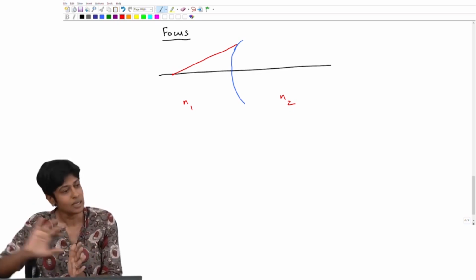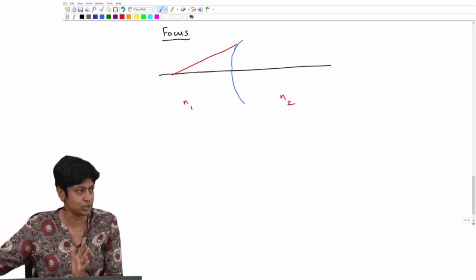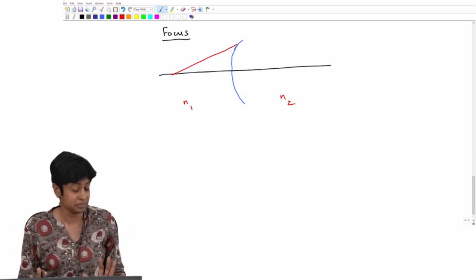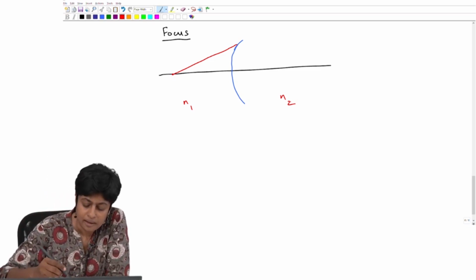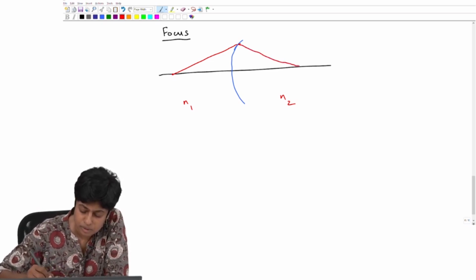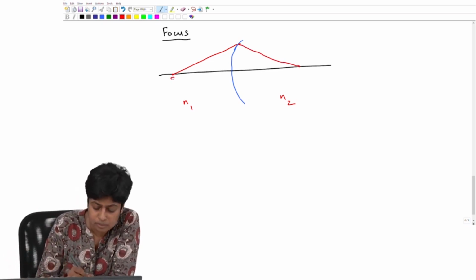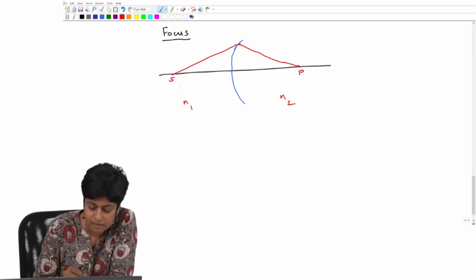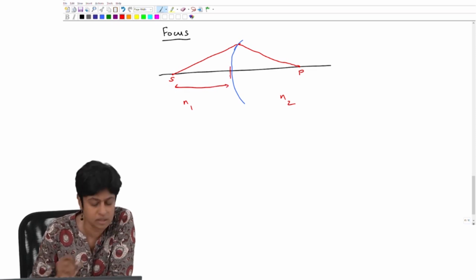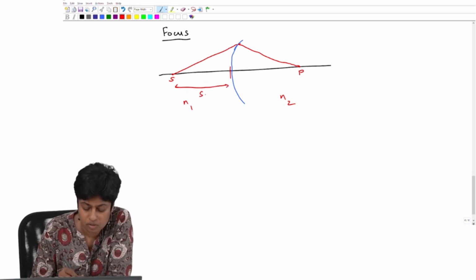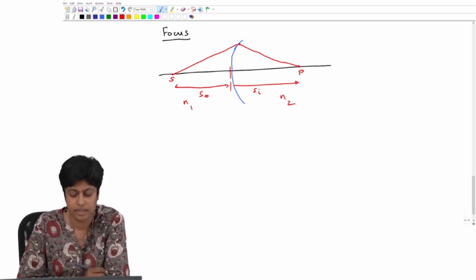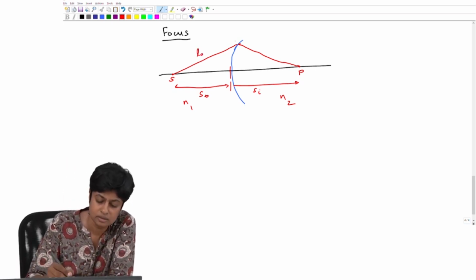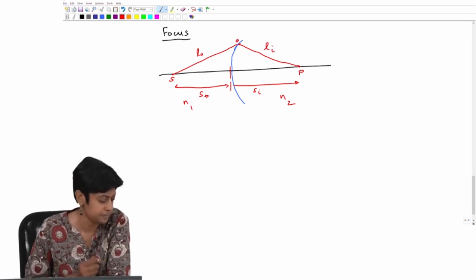After this interface it is completely another refractive index N2. We are talking about homogeneous media. So, it is N1 on one side and N2 on the other side. Okay. This travels to some point over here. So, this point I will call S, this is P, and this distance to the vertex of this interface, let us call it S naught. Again, from vertex to here we will call it Si. This is L naught, this distance let us call this O, and this is Li.